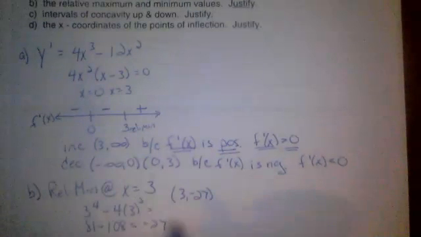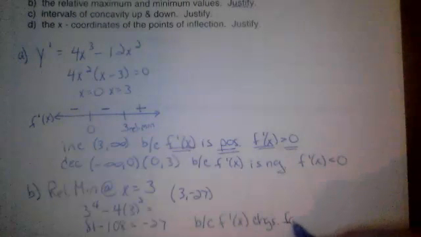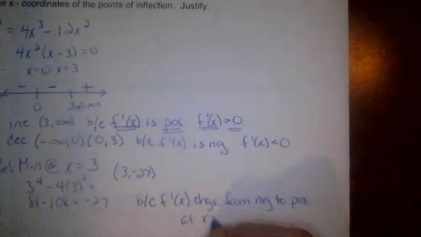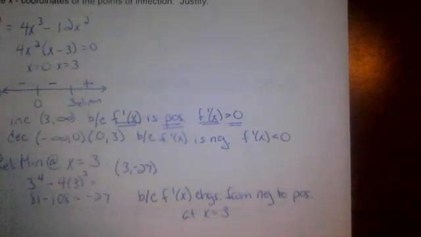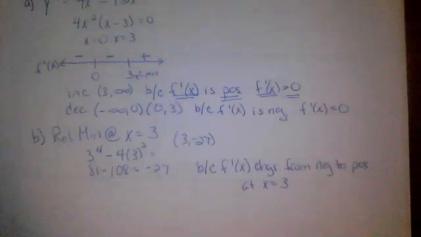Then for the relative minimum, we're going to say that this is a relative minimum because our derivative changes from negative to positive at x equals 3. Okay, so now we'll keep going.